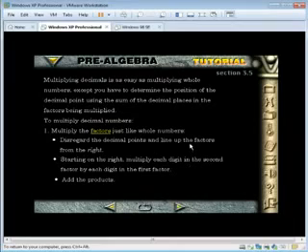Multiplying decimals is as easy as multiplying whole numbers, except you have to determine the position of the decimal point using the sum of the decimal places in the factors being multiplied.